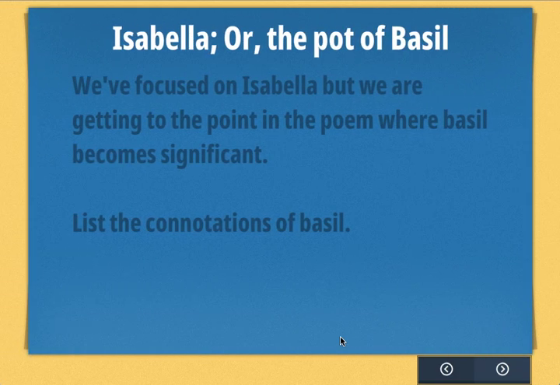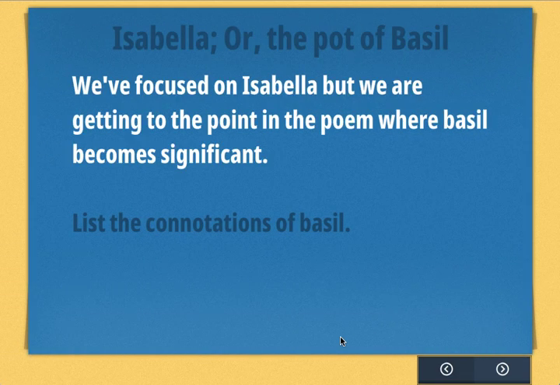Okay, so if you're ready to start the lesson, we'll start. So I was thinking that we've focused on Isabella, and obviously the poem's called Isabella or the Pot of Basil, but we haven't actually talked about Basil yet. We've really been focusing on the characterisation and the build-up of tragedy, and we haven't started to think about that other important element.